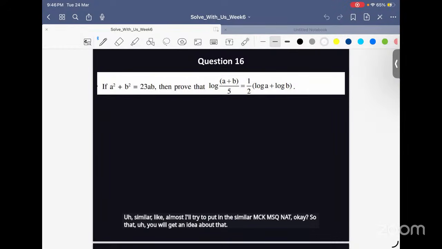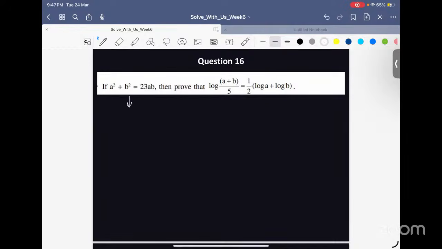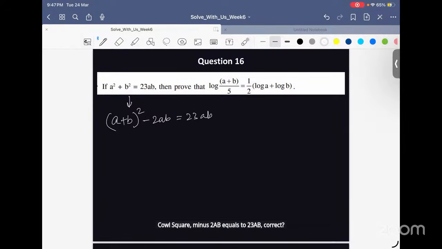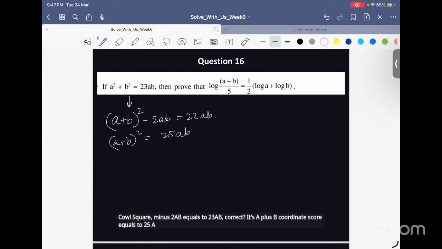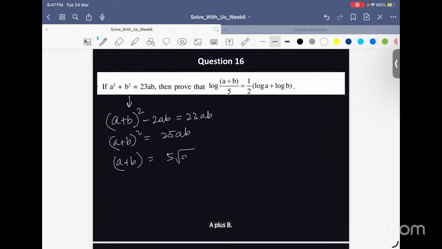How will you solve this? Can you write this as (a plus b) whole square minus 2ab equals 23ab, correct? So (a plus b) whole square equals 25ab. a plus b equals 5 root ab.